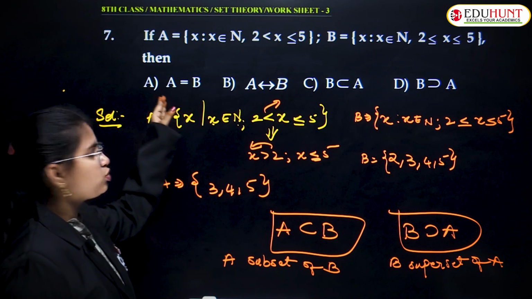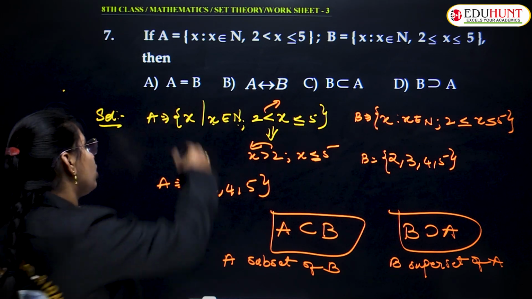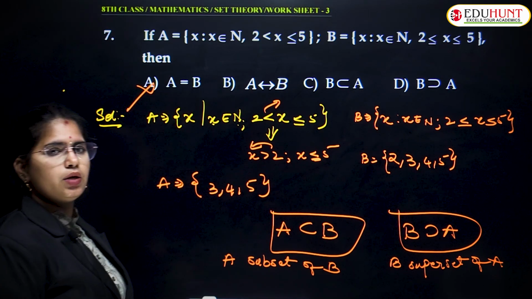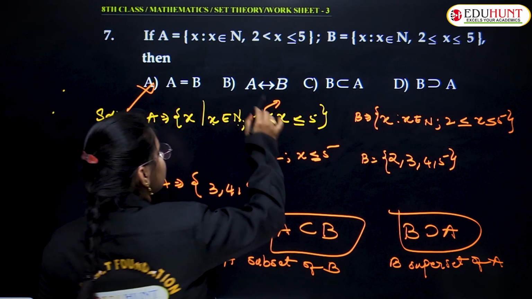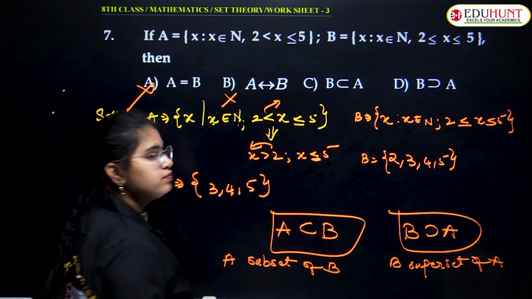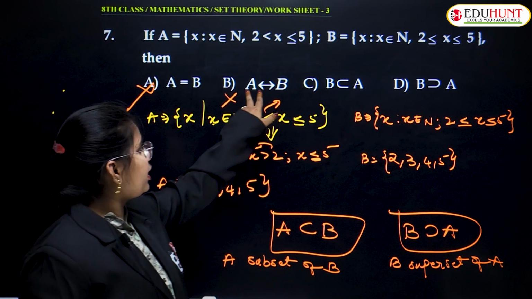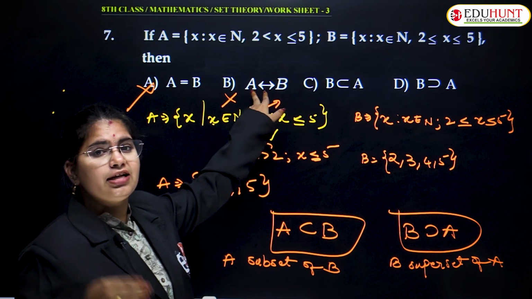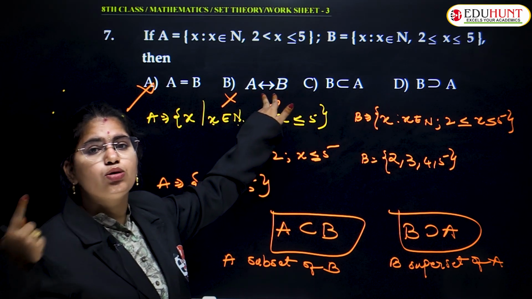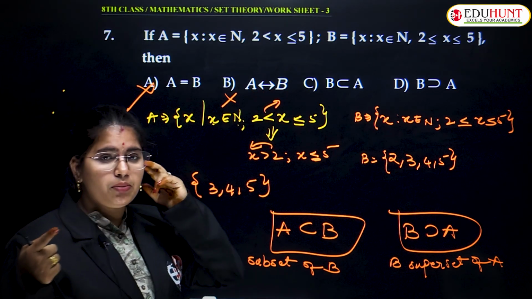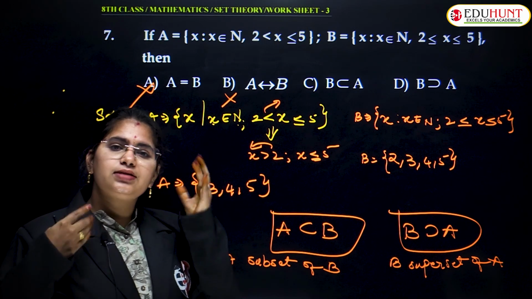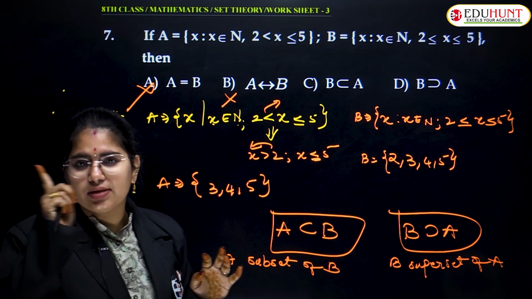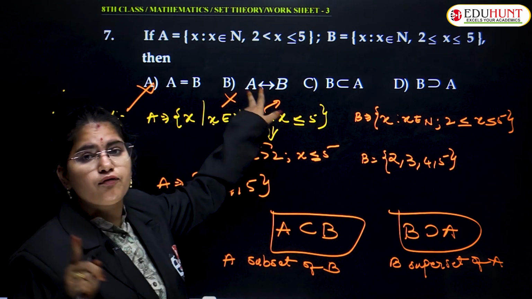So now we'll get back to the options. First one is not a correct statement. A is not equal to B. Next, A is equivalent to B. No. What is this? It is the equivalent symbol. It means the cardinality of A is equal to the cardinality of B. Good. Do you remember? The number of elements in A is equal to the number of elements in set B. This is the definition of that.